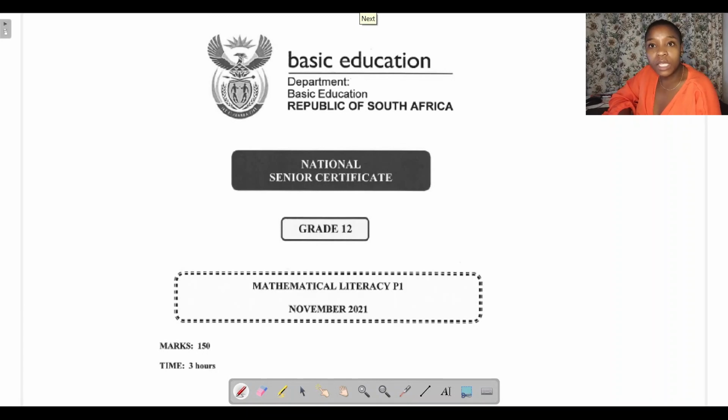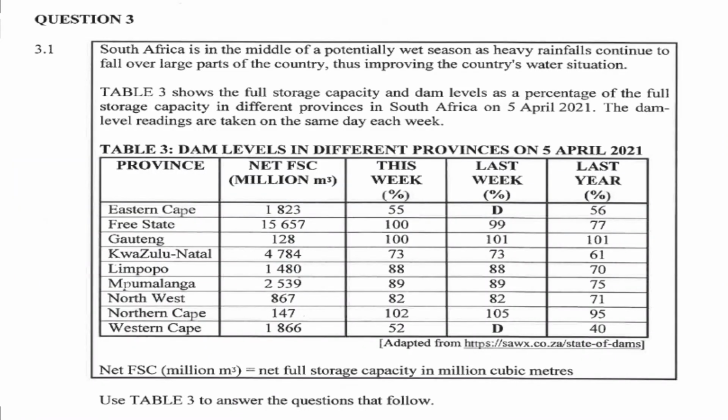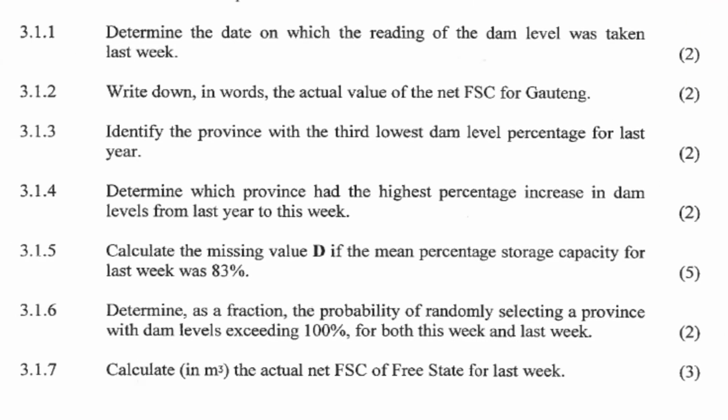On today's video tutorial, we are going to be going through the grade 12 mathematics literacy paper 1 that was written in November 2021. In this video tutorial, we are going to be going through question 3.1, and in question 3.1, we are going to be interpreting information that is given to us in table 3. We are going to be calculating the mean, and we're also going to be calculating probability.